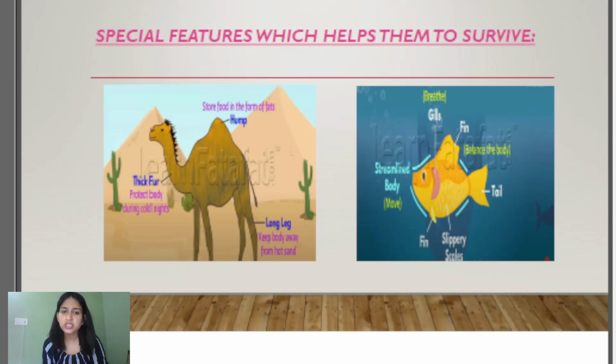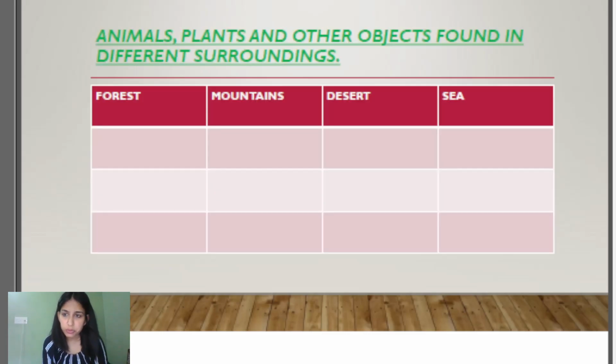So these are the different adaptations made by the different organisms who are staying in different habitats. I hope the concept of habitat and adaptation is clear to you now. So we'll be moving forward.